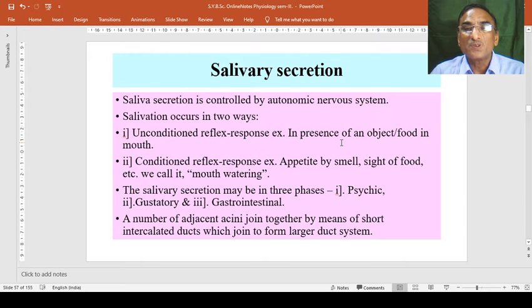Example, in the presence of an object or food. We can say the object is generally food, but if you just keep an object, even then salivation occurs, and therefore the word object is used. Actually, we take the food in the mouth. Second, conditional reflex response. In this response, there is no food in the mouth, there is no touch, there is no stimuli, but the brain is stimulated, and appetite arises by smell, sight of food, etc. We call it mouth watering.